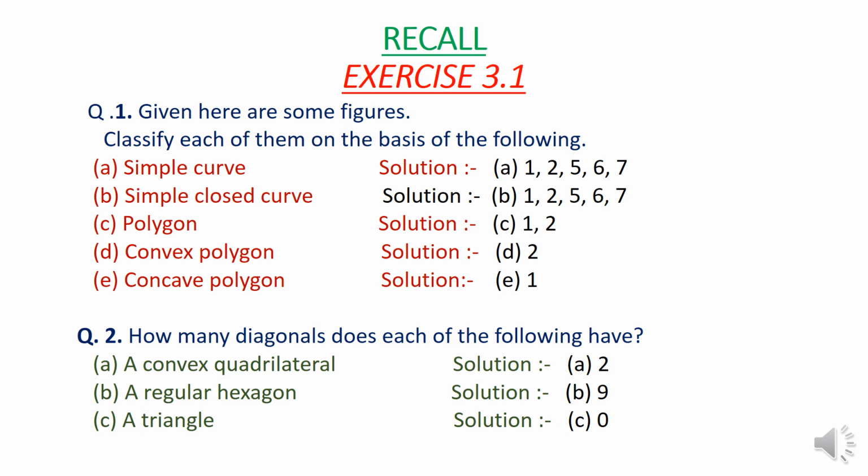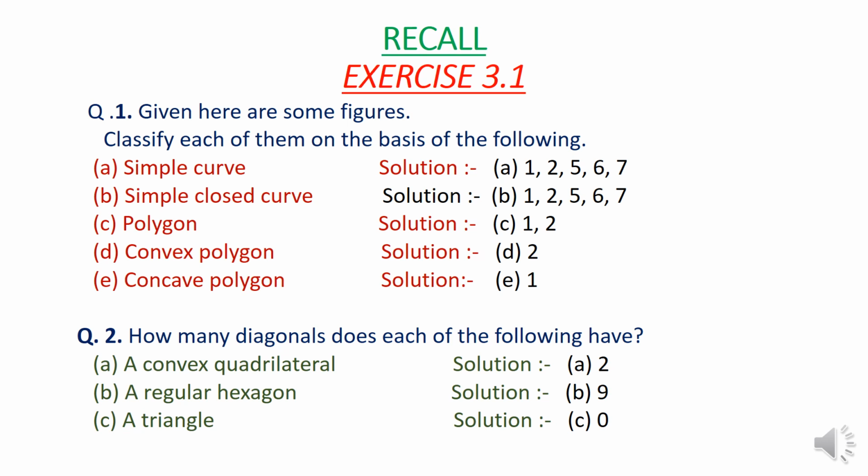First, simple curve. The answer of the first is figure number 1, 2, 5, 6 and 7. Similarly for B, simple closed curve. The answer is figure number 1, 2, 5, 6 and 7. Next, C, polygon. The answer was figure number 1 and 2. D, convex polygon. The figure number 2, and E, concave polygon. The answer of that question was figure number 1.